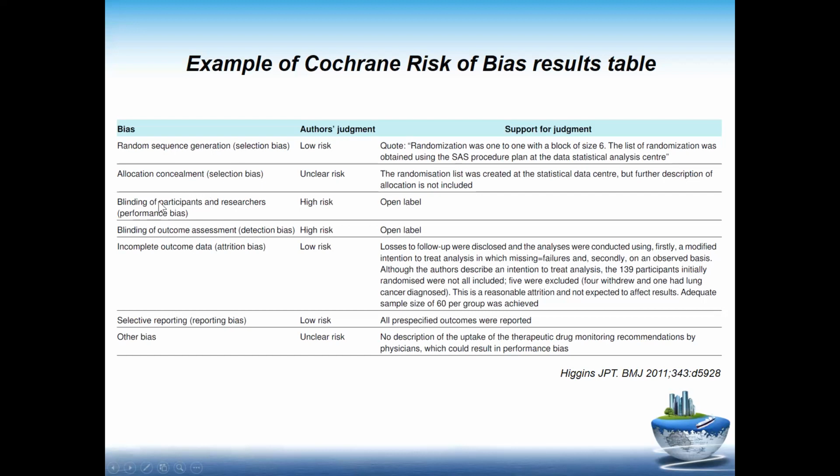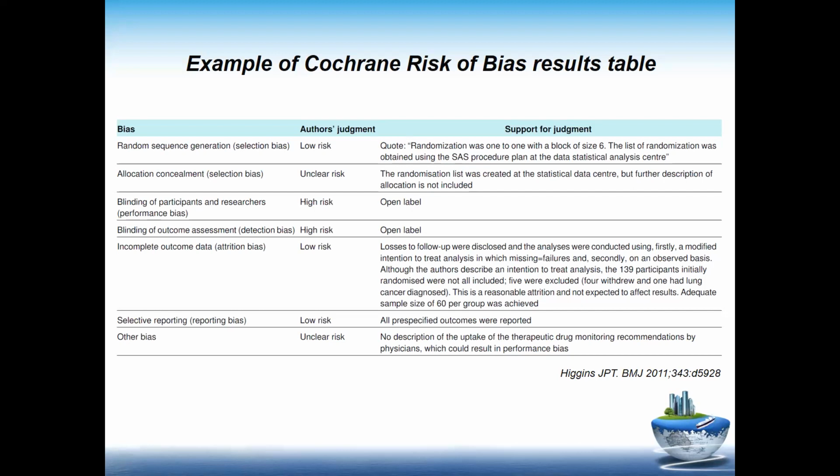And the third domain, blinding of participants and researchers. So this is about performance bias. The trial being evaluated is actually an open label trial. Open, what does it mean? Open label means that everyone, the researchers, the patients, all of them know who is in which group. So each participant clearly knows that he or she is in the intervention group or in the control group. It's known to all people, open label.